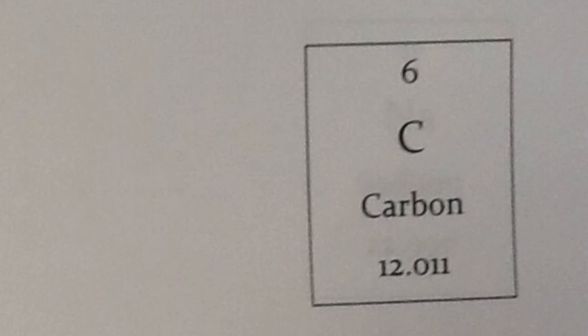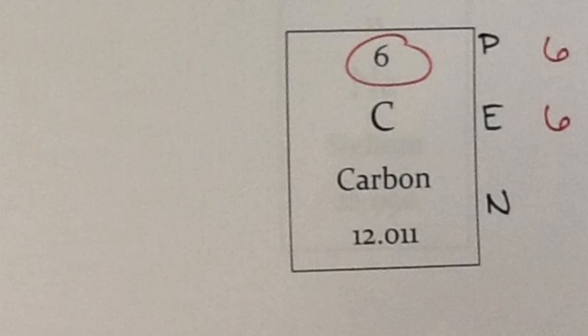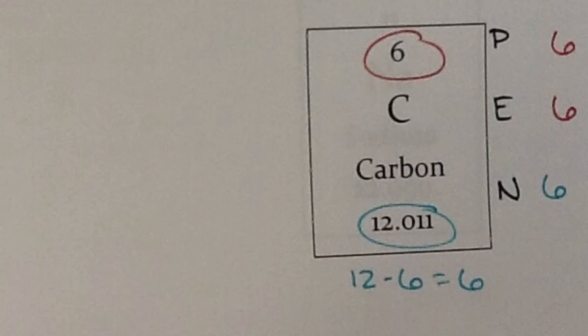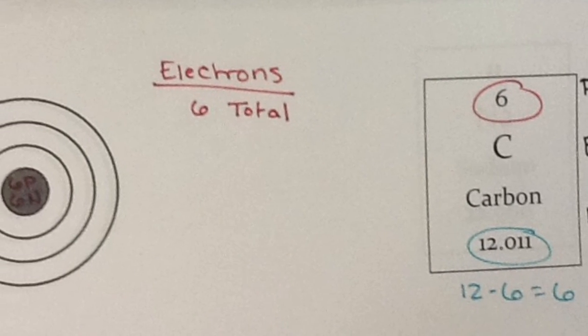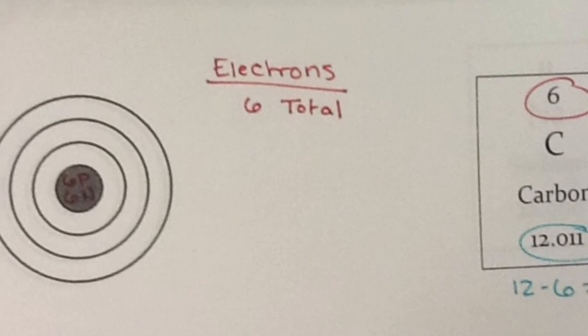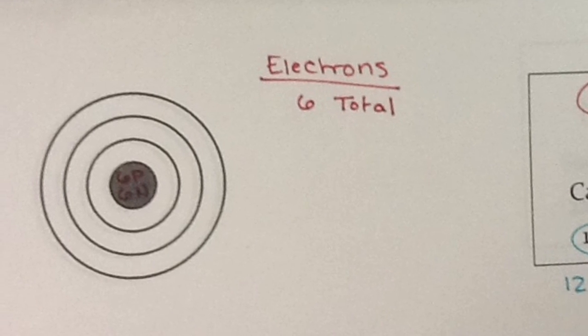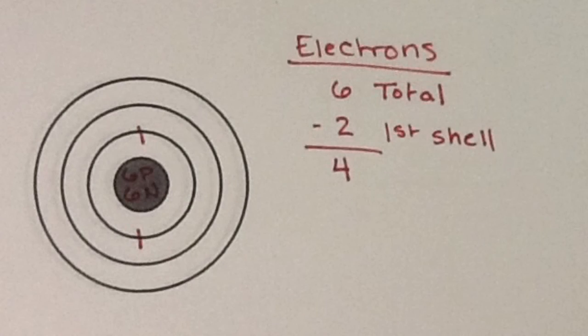Carbon's atomic number is 6, which means it has 6 protons and 6 electrons. Its atomic mass is 12. We can calculate the number of neutrons by taking the atomic mass and subtracting the atomic number, which should give us a neutron value of 6. We will take this information and transfer it into the Bohr model on the left, placing protons and neutrons in the nucleus and tallying electrons on the right. Then we will begin placing electrons in the shells around the nucleus.